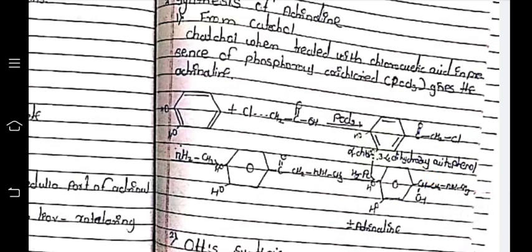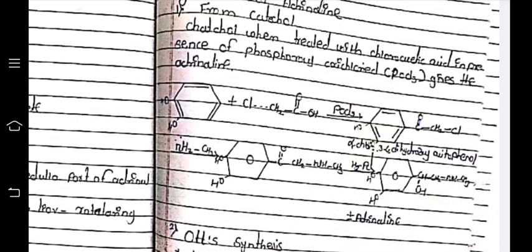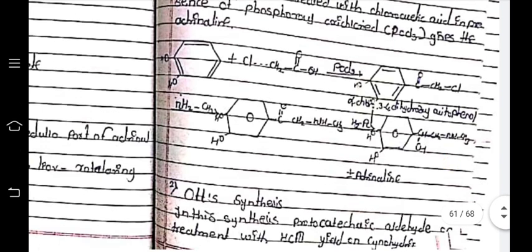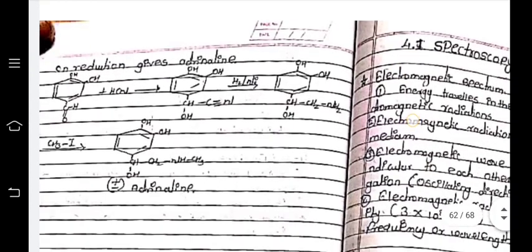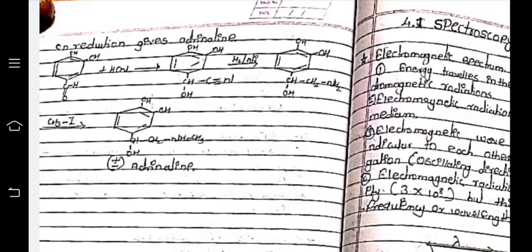Synthesis of adrenaline from catechol. Catechol, when treated with chloroacetic acid in the presence of phosphoryl chloride, gives adrenaline as the product. This is the synthesis reaction given. Second synthesis: protocatechuic aldehyde is treated with HCN to yield cyanohydrin as the product, and reduction gives adrenaline. Two methods are there for the synthesis of adrenaline.